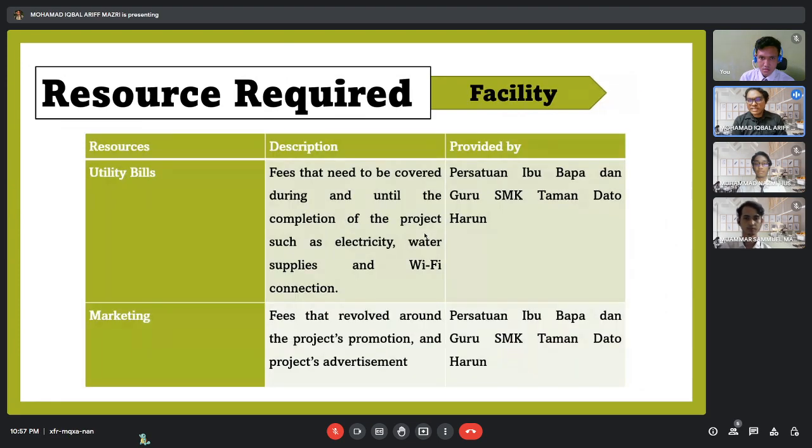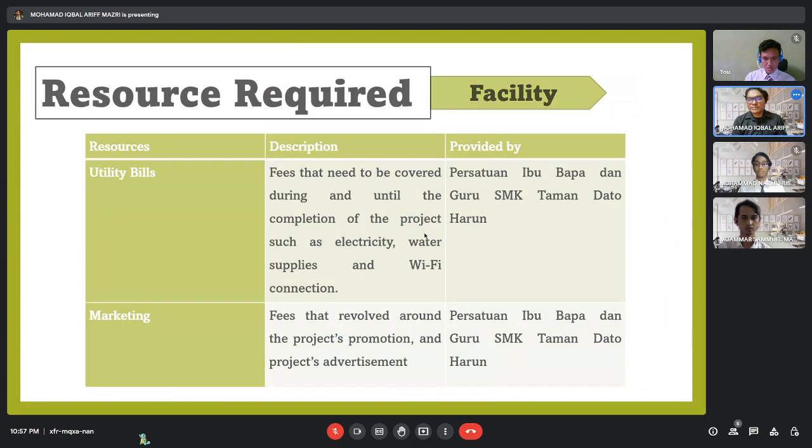So next, the facility: the utility bills and fees that need to be covered during and until the completion of the project, such as electricity, water, supplies, and Wi-Fi connection, provided by PIBG, SMK Taman Datuk Harun. And next, the marketing fees that revolve around project promotion and project advertisement, also provided by PIBG Taman Datuk Harun.